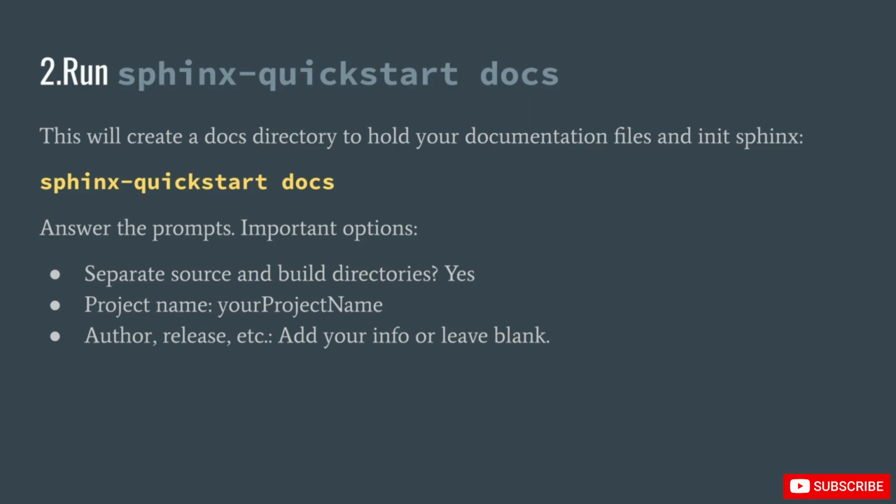You'll be prompted with a few setup options. Choose Yes when asked if you'd like to separate the source and build directories. Then enter your project name when prompted and feel free to add details like the author and release version, or you can leave those blank if preferred.